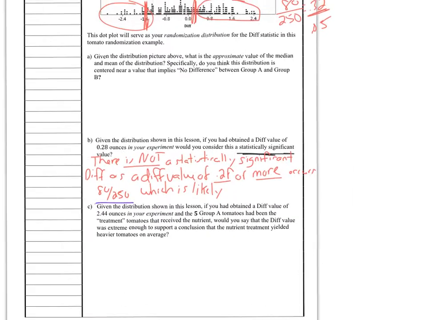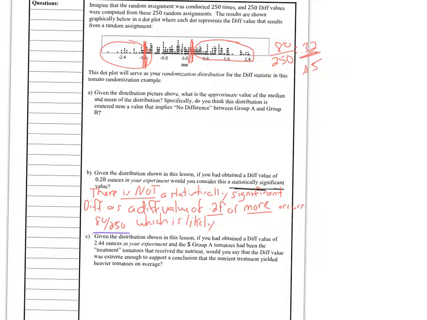So let's zoom out here. 2.44 occurs right about here. I'm going to try and draw my line perfectly, and it's not going to be. Yep, there's one value right here. So there's only one value that occurs higher than 2.44. For that one value out of 250, well, we know that 1 out of 250 is very, very small. It is less than 5%, which means it is, in fact, statistically significant. And that's significant enough that we can say, hey, they must have heavier tomatoes on average.